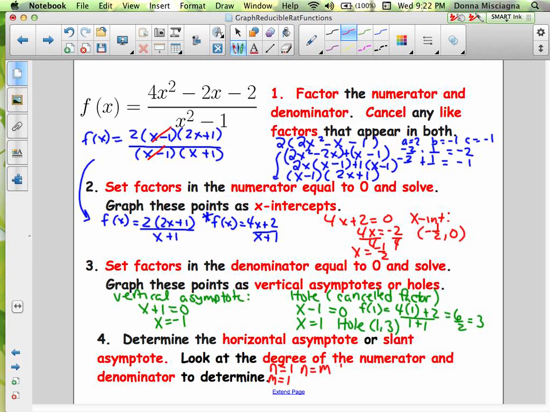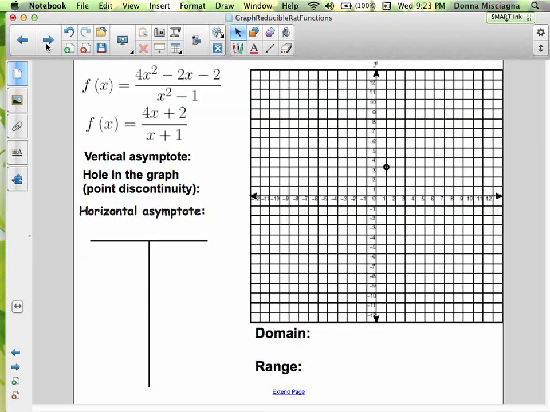So that means the horizontal asymptote is just going to be the ratio of the coefficients. In the numerator we have a 4, in the denominator we have a 1. So that's just y equals 4. That's our horizontal asymptote. So now we have found all the features we need. All we need now are some points. And we don't need too many because we have just one vertical asymptote. So let's go to the next page and graph.